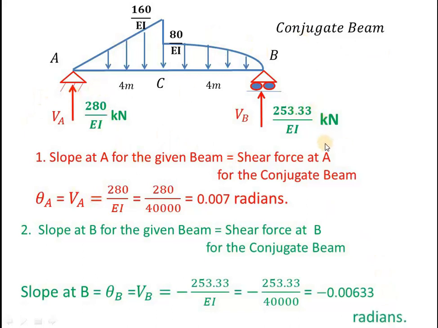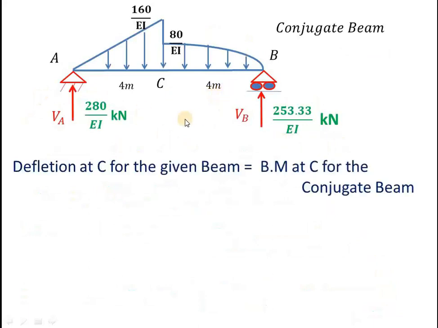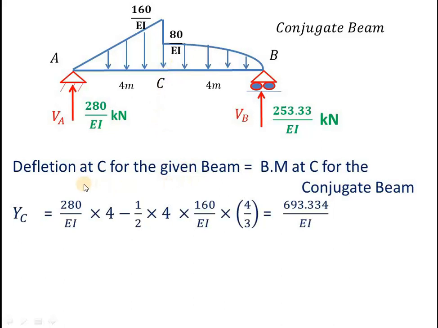Now, he has asked to calculate the deflection for the same conjugate beam. He has not asked for the maximum deflection here. He has asked only for deflection at C. Now, deflection at C for the given beam, you know that it equals the bending moment at C for the conjugate beam. So deflection at C for the given beam, let us call it YC. And for bending moment at C, either you consider this portion or this portion. Let us consider the left portion here. So it is VA into 4.